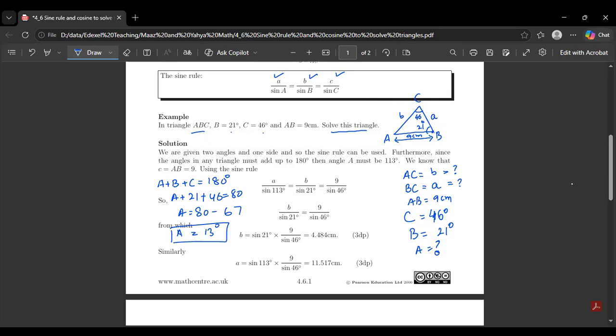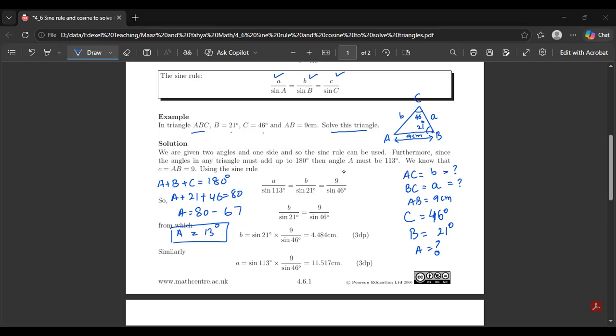Why are they saying 113? Any idea? Why are they taking 113? We are given two angles. Okay, let me check.